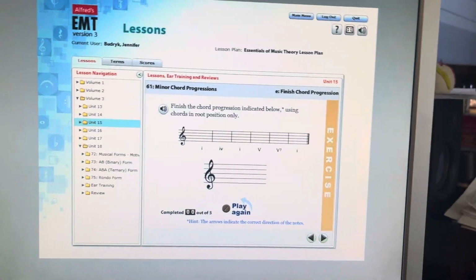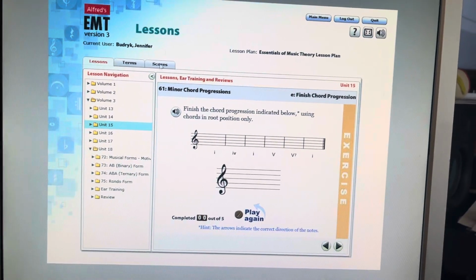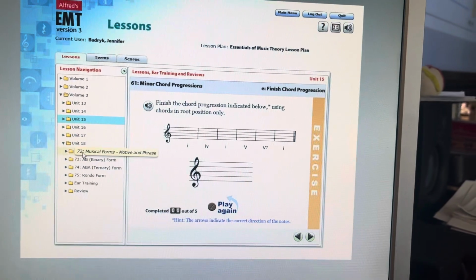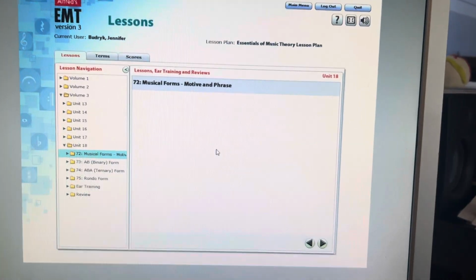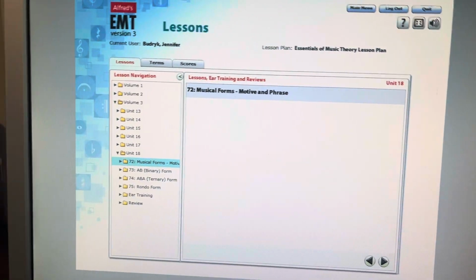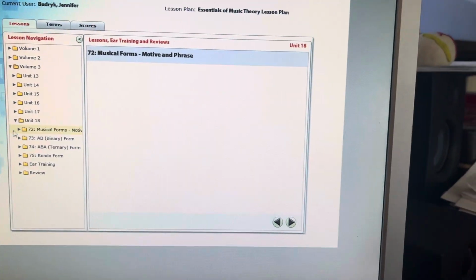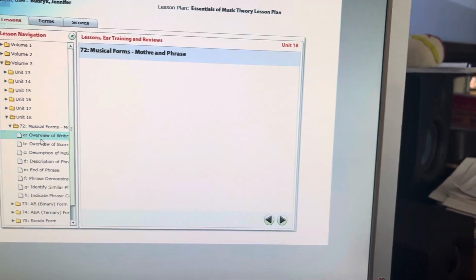We are on page 114, unit 18, musical form, motifs, and phrases. Or not. Let's try that. And there we go. Now we are.